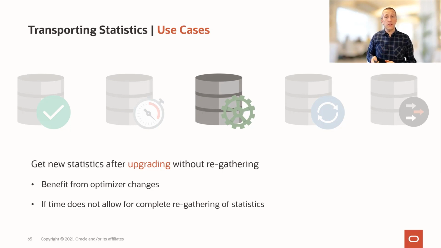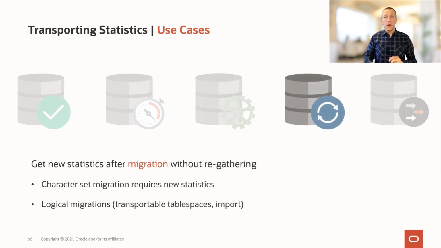You can take statistics from your test system and get them into your production database, but you should only do this if your test database is 100% similar to your production database. The data should be the same, otherwise the statistics will be inaccurate. Similarly, when you do migrations, you can get new fresh statistics into your migrated target database without regathering.